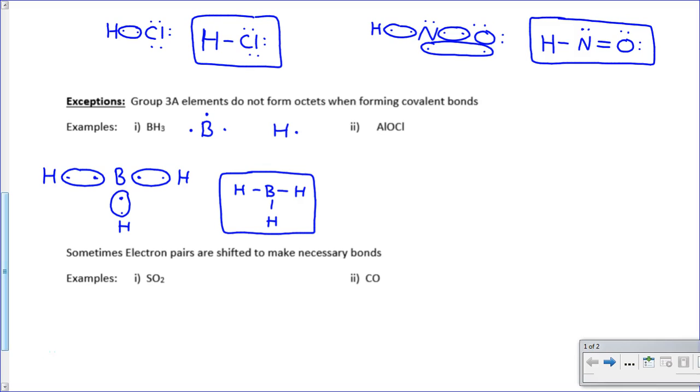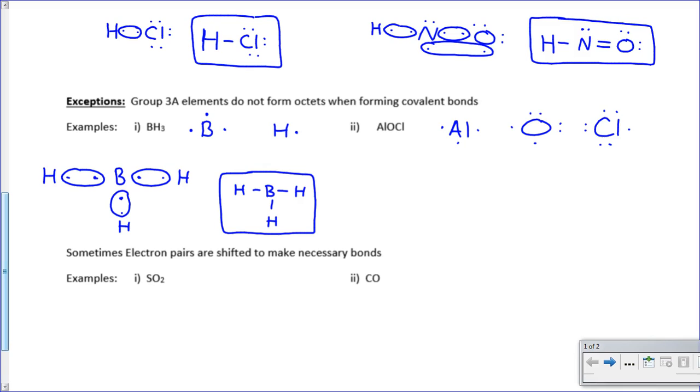Aluminum is very similar. So this is AlOCl. So aluminum has 3 valence electrons. Oxygen has 6 valence electrons. All right, and chlorine has 7 valence electrons. All right, and so what happens here, if you think about the bonds that they're going to want to make, aluminum is going to end up making 3 bonds because it has those 3 electrons that it can bond with. Oxygen is going to make 2 bonds, and chlorine is going to make just 1 bond.